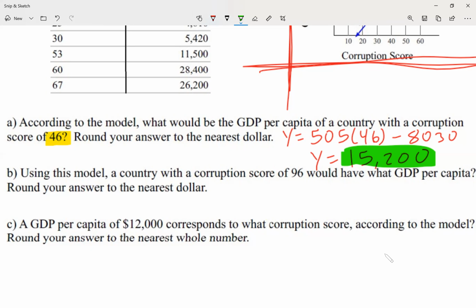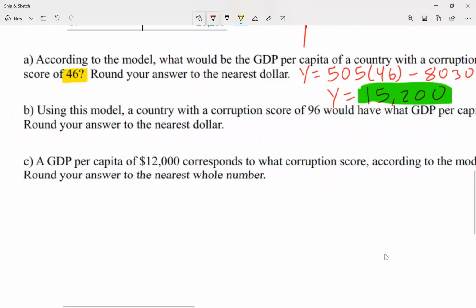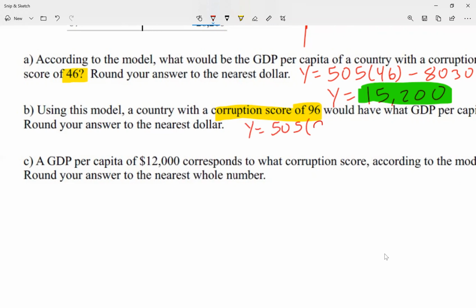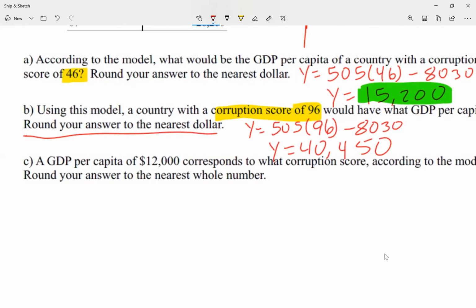Okay, part B. Use this model of a country with a corruption score of 96. So I see a number. Gotta think, is that the X or the Y value? Remember we said anything that was corruption score, that's the X value. So using the equation, Y equals 505 times 96 minus 8,030. All right, 505 times 96 is 48,480 minus 8,030. It gives me that Y equals 40,450. My instruction says round your answer to the nearest dollar. I don't have decimals. So there's my answer.